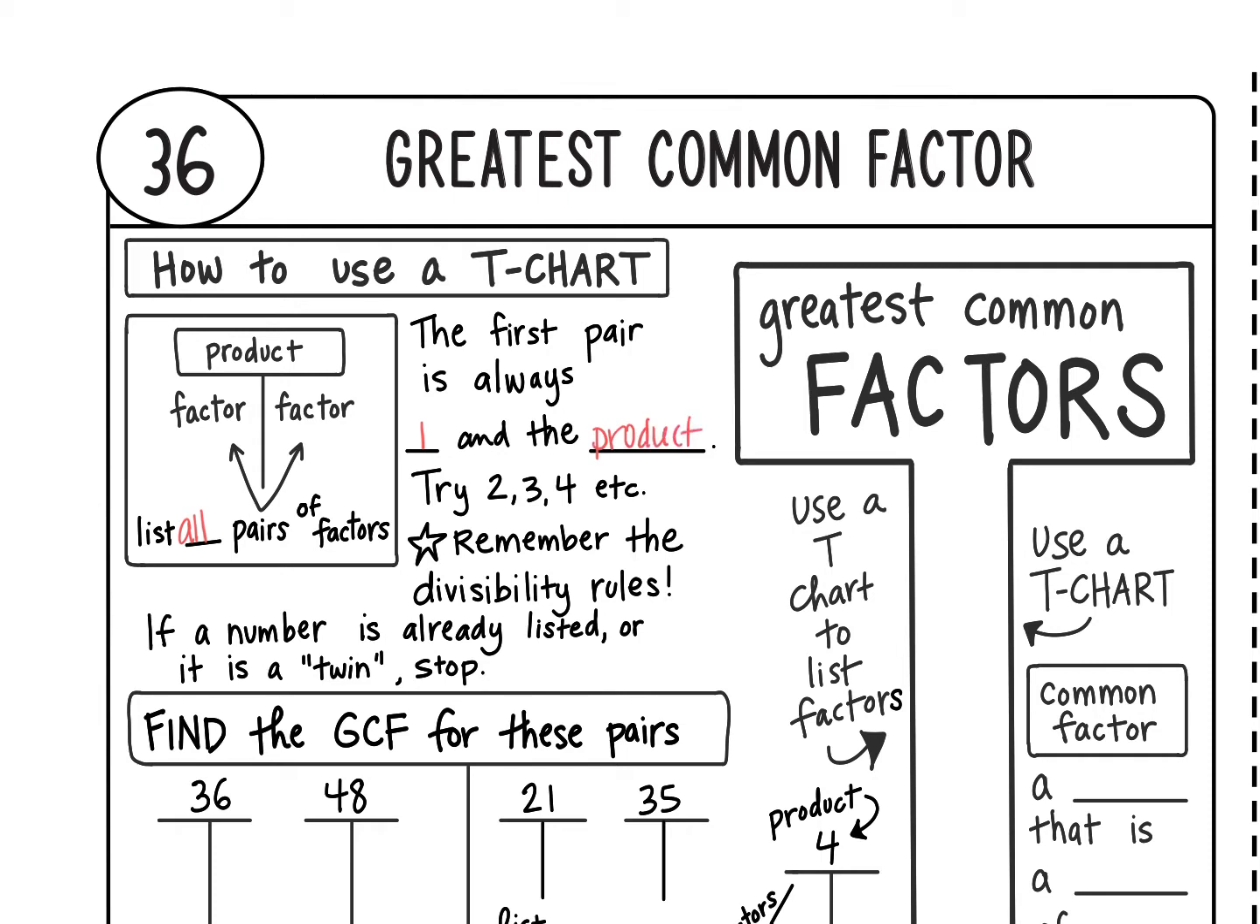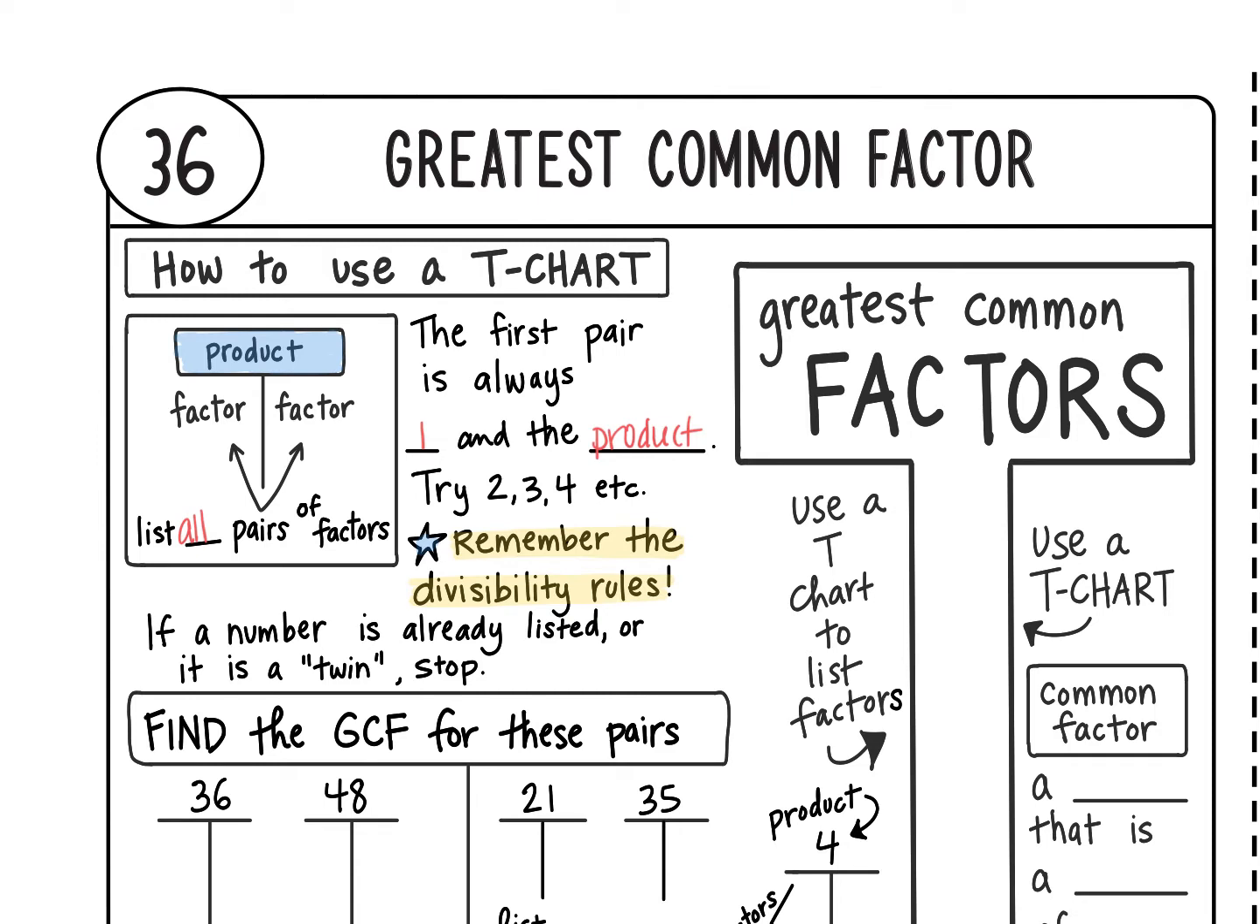So it says here, try 2, 3, and 4. For example, the factors of 2 are 1 and 2. The factors of 3 are 1 and 3. The factors of 4 are 1 and 4 and 2 times 2. Remember, we did divisibility rules. You can utilize those divisibility rules as well to find all factors. That does help. All right, so like I said, you can use a T-chart to find the greatest common factors.